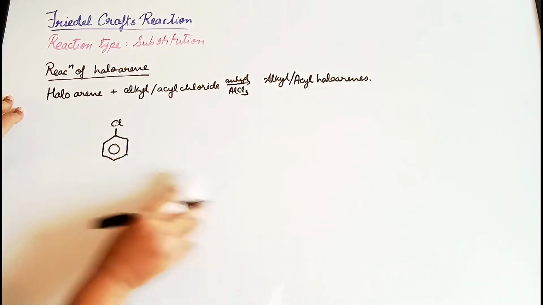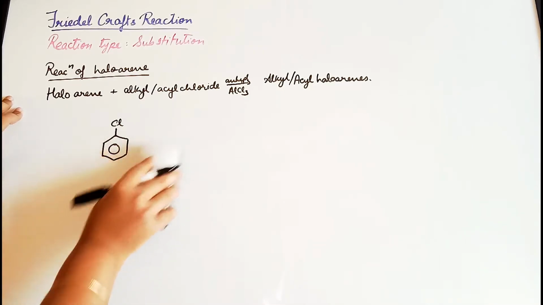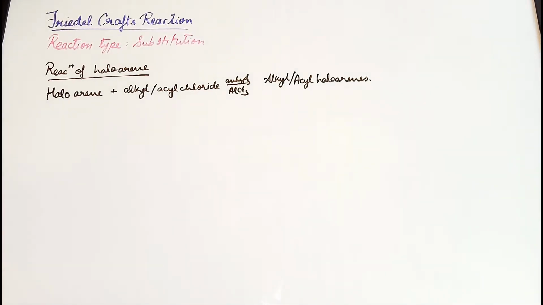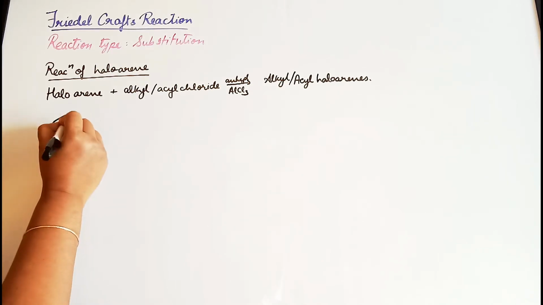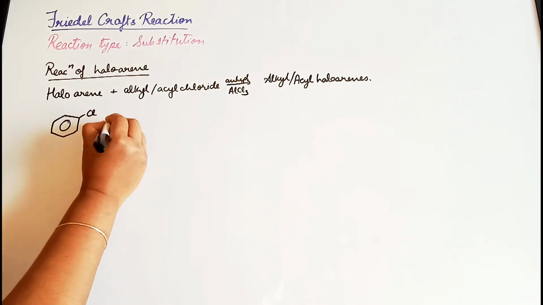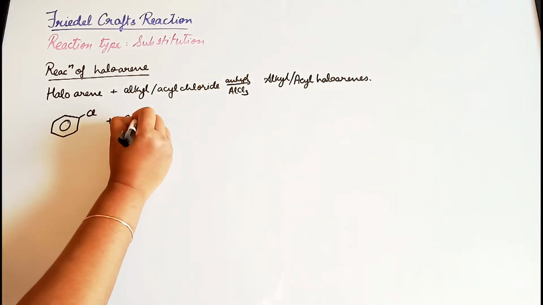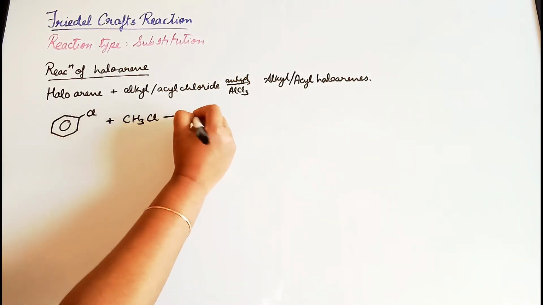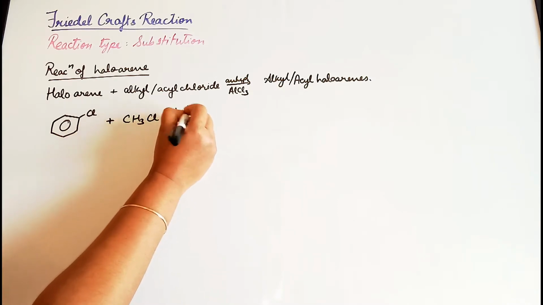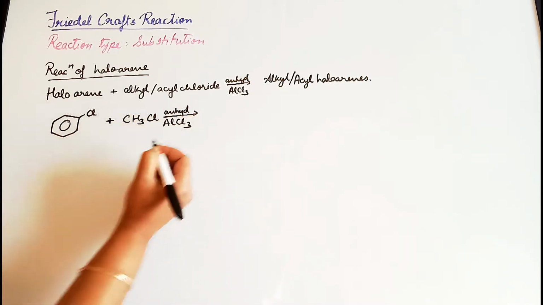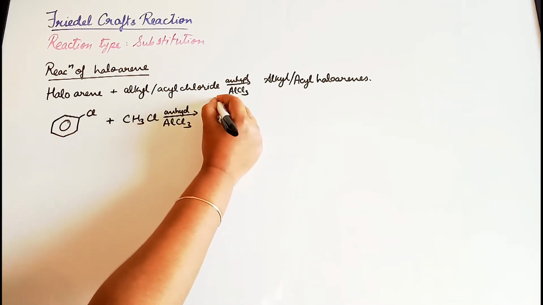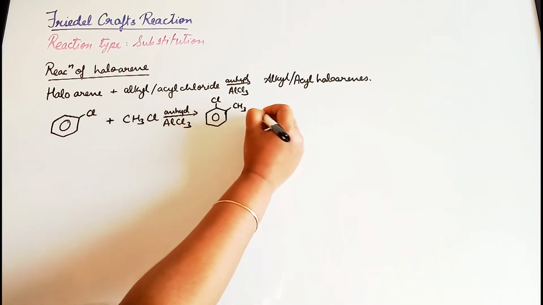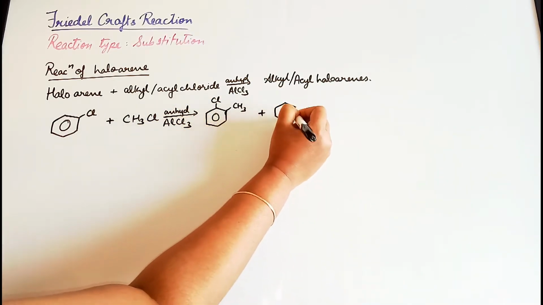So let's take chlorobenzene. Chlorobenzene is going to undergo two reactions. One will be acylation, the other will be alkylation. Let's start with alkylation. Here you have chlorobenzene. It reacts with chloromethane and anhydrous AlCl3 as a catalyst. This leads to the formation of two products. One will be in the ortho position and one will be in the para position.